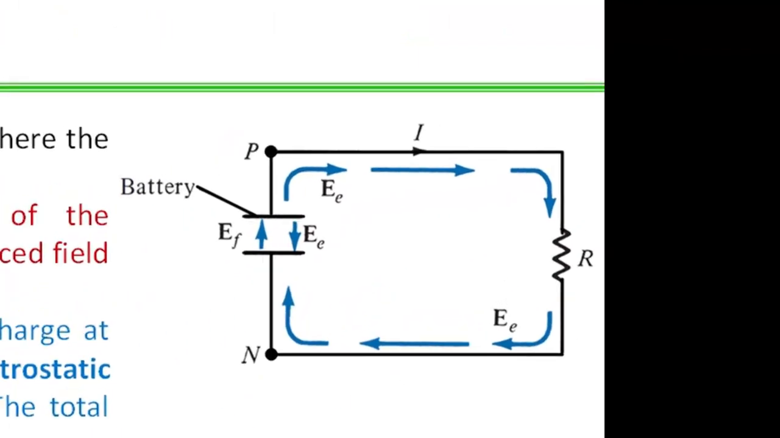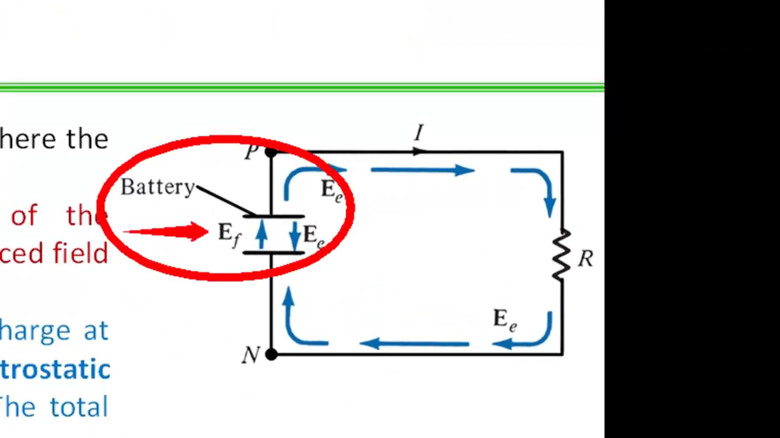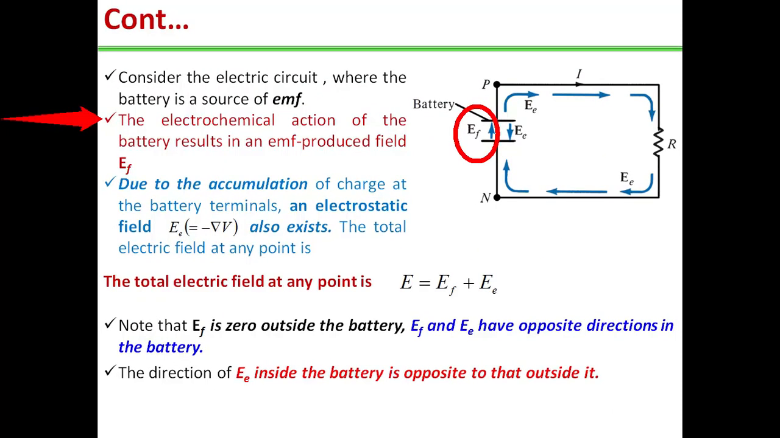Consider this electric circuit as shown in the figure, where the battery is a source of EMF. The electrochemical action of the battery results in an EMF produced field, E_f. And due to the accumulation of charges at the battery terminals, electrostatic fields are induced, that is known as the electrostatic field, and it is denoted by E_e. In electrostatics, we have studied that E is related to the gradient of potential. E_e is equal to minus ∇V, and this field will also exist within the battery.